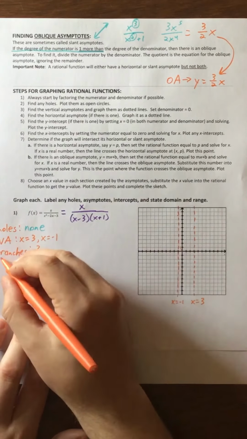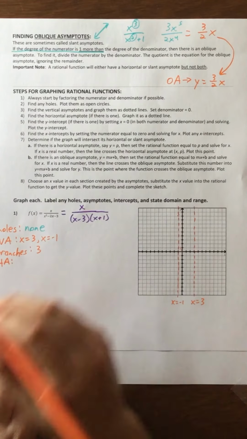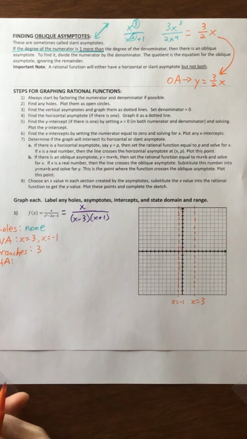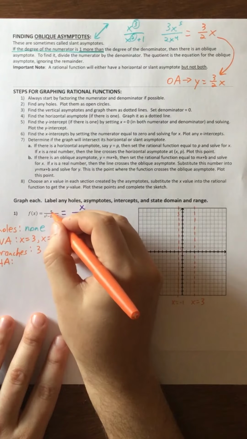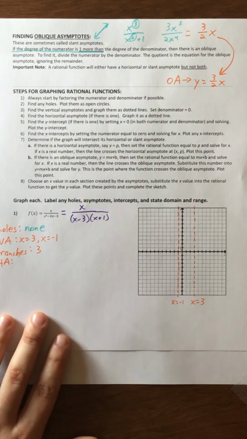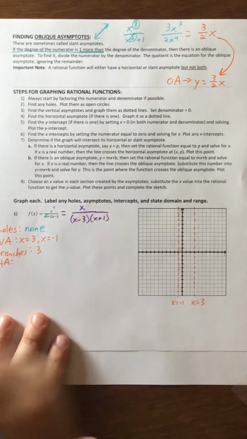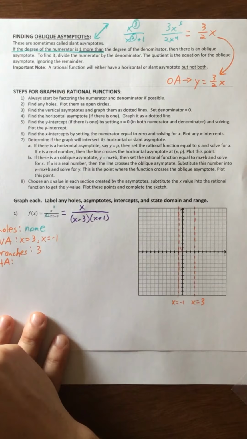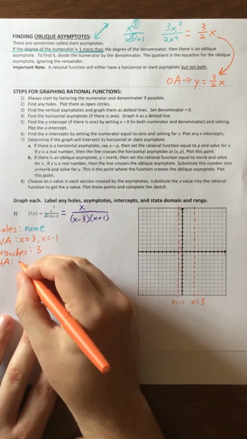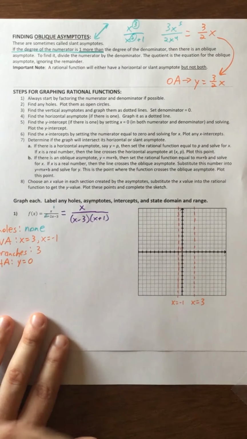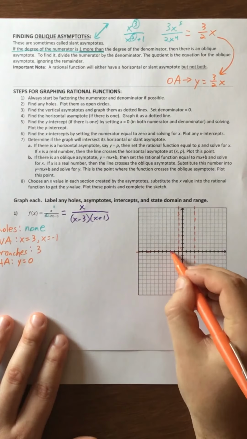Okay, step 4, horizontal asymptotes. You got to go back to page 1 and look at the rules there. Think about which one of the 3 cases we are looking at. All right, and to do that, it's easiest to just look back at your original before you factored. This has a degree of 1. This has a degree of 2. Numerator is less than the denominator. That means we have a horizontal at y equals 0. Let's plot that.